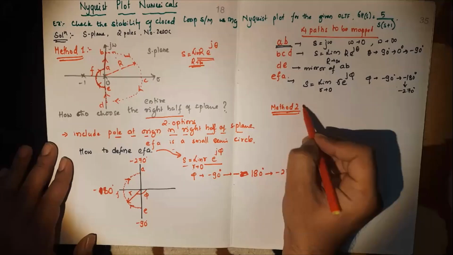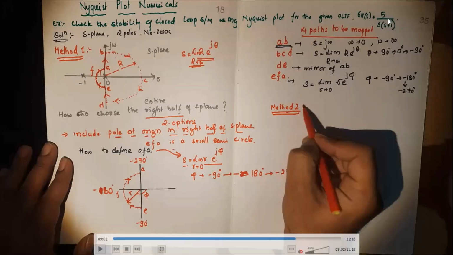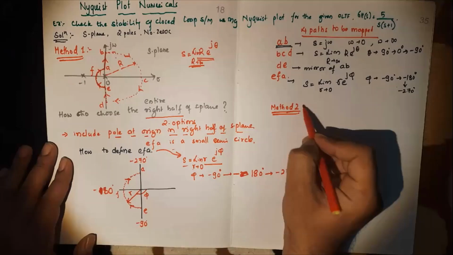Okay, so everything is clear for everyone. I repeat the method one very quickly. We have an open loop transfer function pi divided by s into s plus 1. Finding the stability of the closed loop system using the Nyquist plot is the question. The first and foremost thing is to represent the poles and zeros on the s plane. Then the conventional procedure is to map the entire right half of the s plane onto the GH plane.